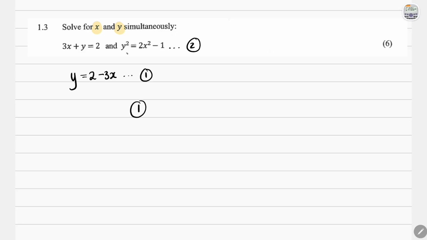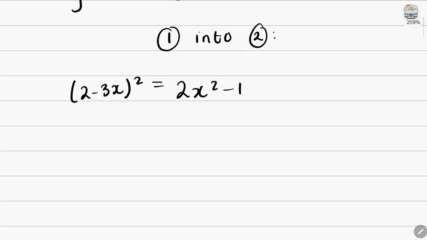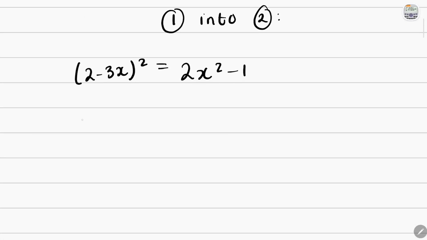So we're going to substitute equation 1 into equation 2. Anywhere you see y, just replace it with 2 minus 3x. So there's y squared, so we'll say 2 minus 3x all squared is equal to 2x squared minus 1. Square the first term, it's 4. Square the last term, it is positive 9x squared. First term times second term is negative 6x times 2, which is negative 12x.